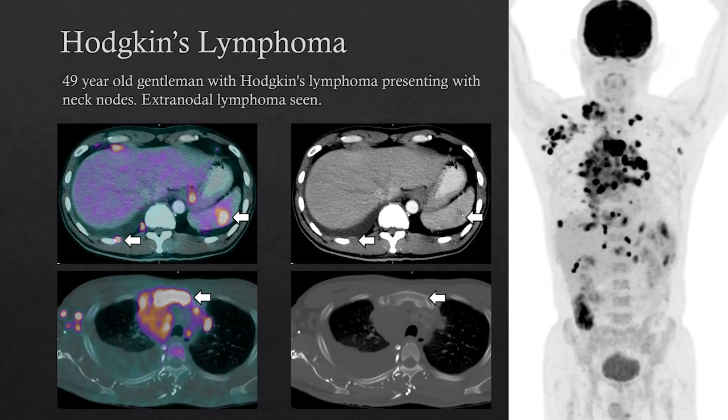Here's another example of Hodgkin's lymphoma. So there's a 49-year-old gentleman. Here you can see on the MIP images, there are nodes above the diaphragm extending to below the diaphragm. You can also see there's a splenic involvement here. And you can also see there's involvement here in the manubrium.